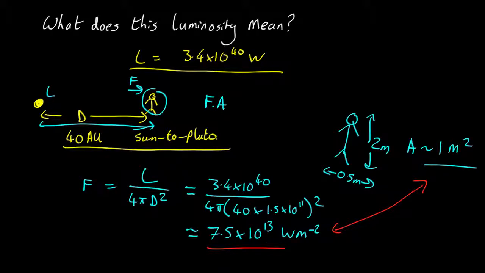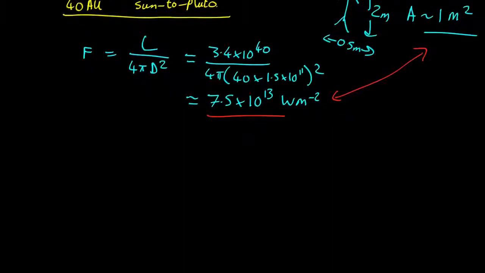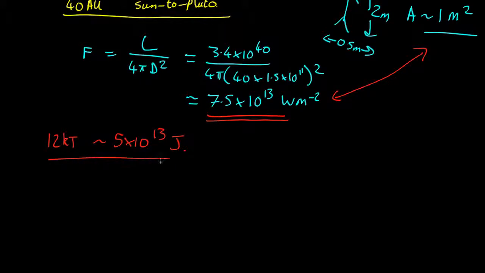Sounds like a lot. Is it a lot? Well, we can compare it to something. The atom bomb that hit Hiroshima was a 12 kiloton bomb, which meant it had a total energy output of 5 by 10 to the 13 joules. So what that means is if you were sitting out at Pluto's orbit around one of these quasars, the amount of energy that you'd be absorbing every second is more than the total energy from the Hiroshima atom bomb.